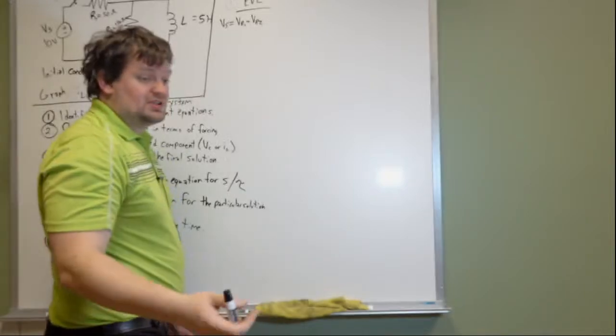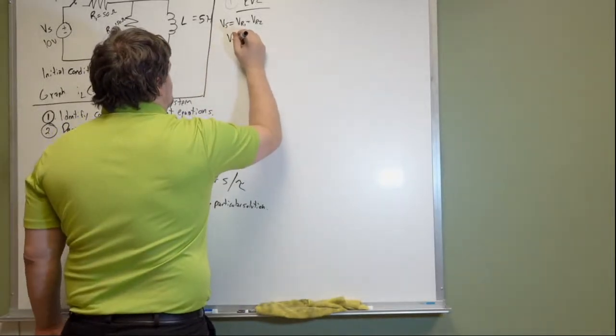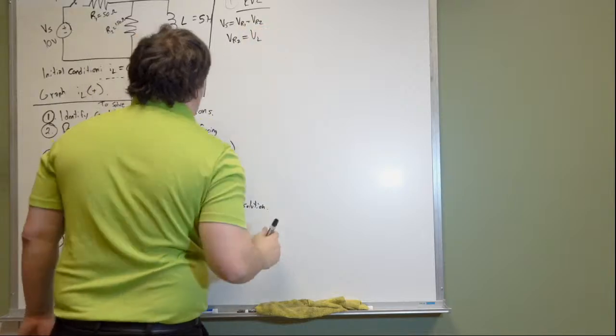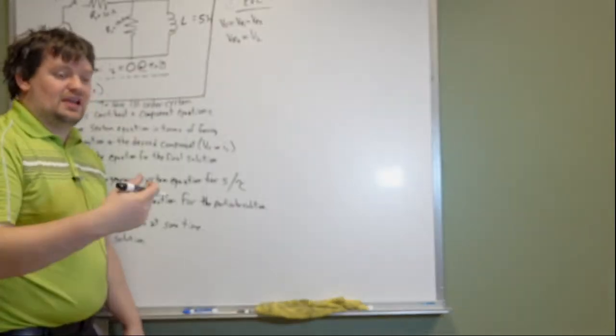This again must be true at all times t. And then it also says that VR2 is equal to VL. Also true for all times t. That cannot be violated.